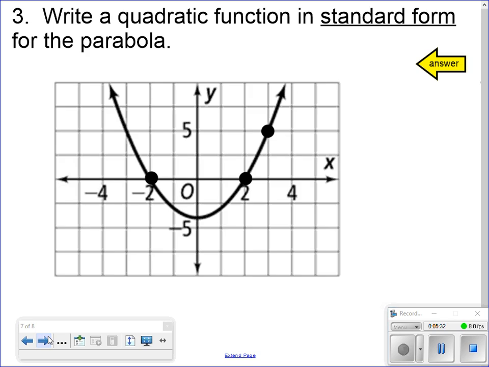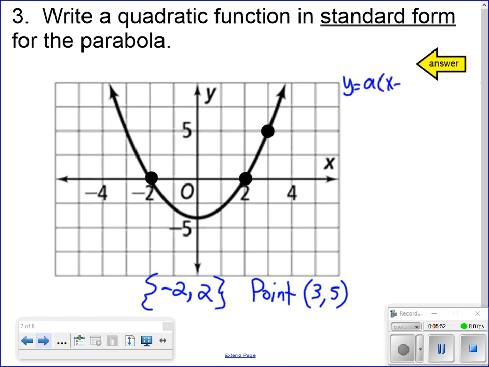Okay, so looking at this one, we're going to write it in standard form. Again, this time I'm pulling the points out. My solutions here are negative 2 and 2, and another point on this graph is (3, 5). So when I write this, I'm writing it in root form, so y equals a(x minus r1)(x minus r2), using the factors. My solutions were negative 2 and 2, so remember that it's the opposite. For negative 2, it'll be x plus 2. For positive 2, it'll be x minus 2.